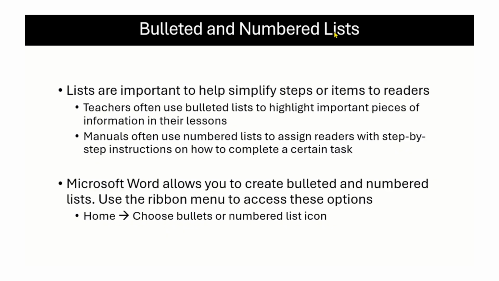Bulleted and numbered lists. Lists are important to help simplify steps or items to readers. For example, teachers often use bulleted lists to highlight important pieces of information in their lessons. Right now, you can see here itself that we have put a bullet against our important points. Manuals often use numbered lists to give readers step by step instructions on how to complete a certain task. Now, let us see an example ourselves.